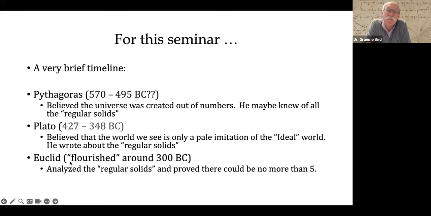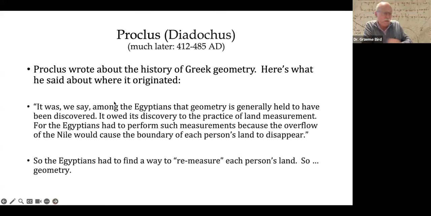And then Euclid flourished, meaning we don't know when he was born or died, but he kind of blossomed around 300 BC, reached his kind of strength. And he analyzed the regular solids. And we're going to end tonight with his proof that there could only be 5, no more than 5. And I think that's kind of cool. So here we go.